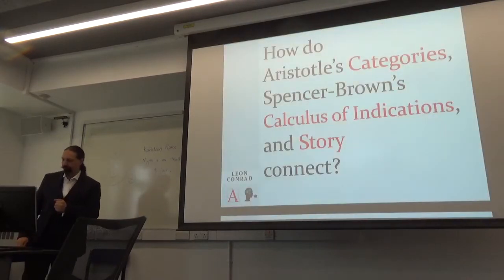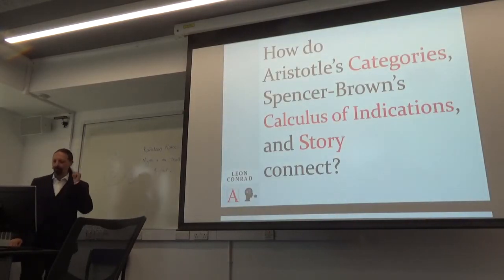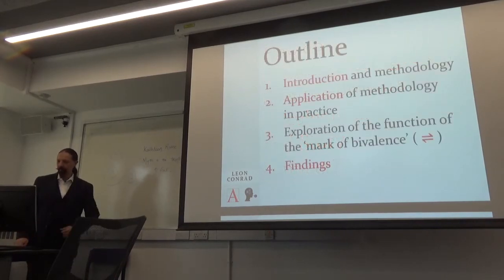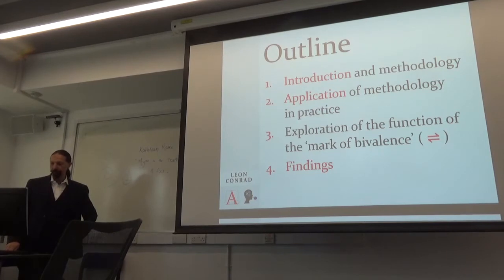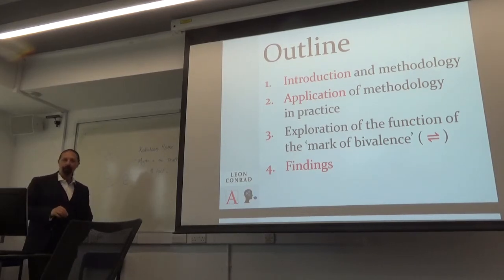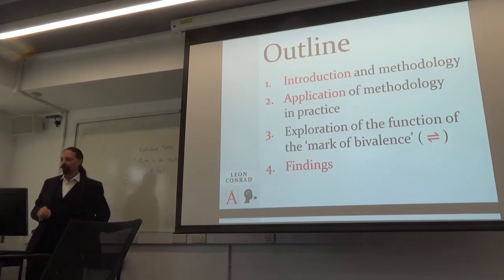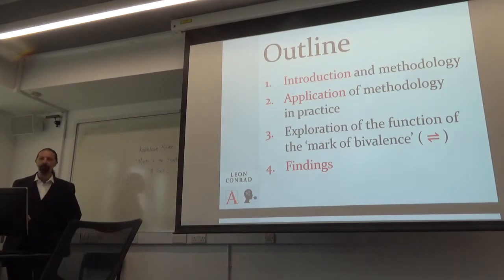So here's the question. How do Aristotle's categories, Spencer Brown's calculus of indications, and story connect? My talk's in 4 sections. I'm going to briefly introduce where I sit within narrative studies and the methodology I'm using. I'm going to show you an application of how that methodology works in practice. And then, the bulk of my talk, I want to concentrate on what I call the mark of bivalence.